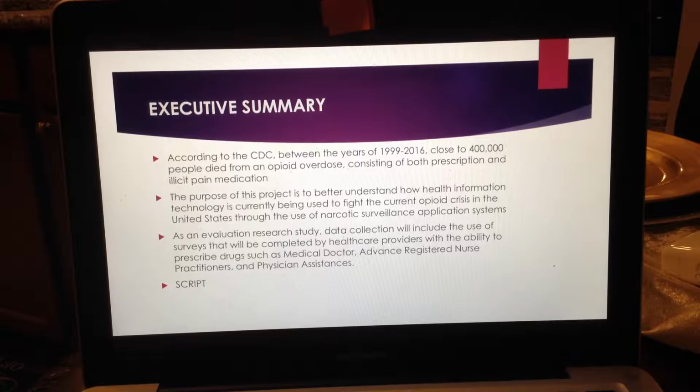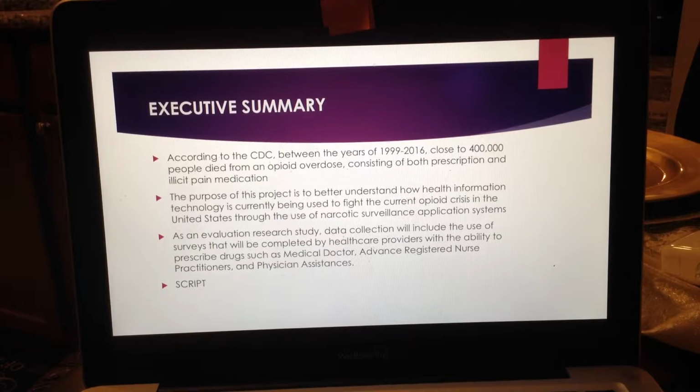The purpose of this project is to better understand how health information technology is being used to fight the current opioid crisis in the United States through the use of a narcotic surveillance application. I know that information technology specialists have been working really hard implementing different clinical decision support systems to help tackle this crisis, and healthcare providers are playing a huge role in minimizing and preventing the misuse of narcotic substances through computerized supervision and by ending overprescribing of controlled medication.